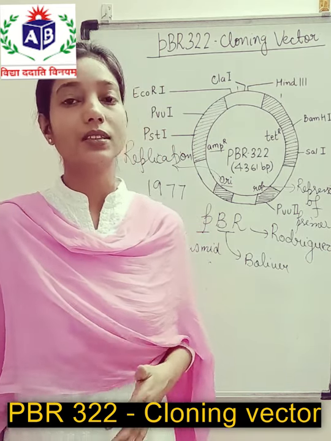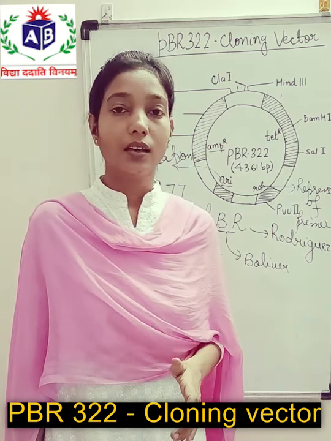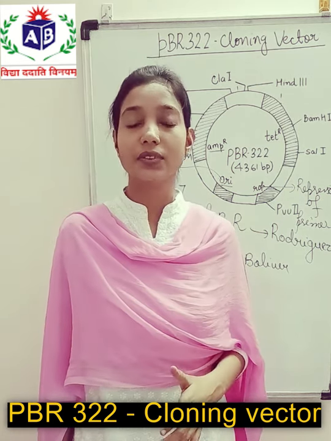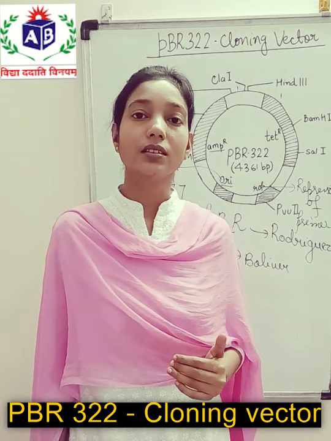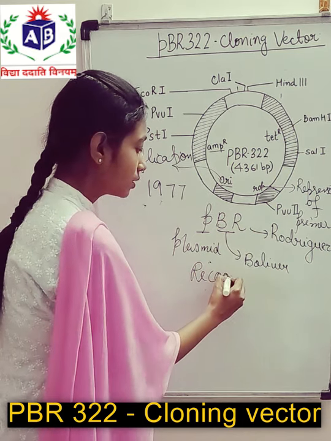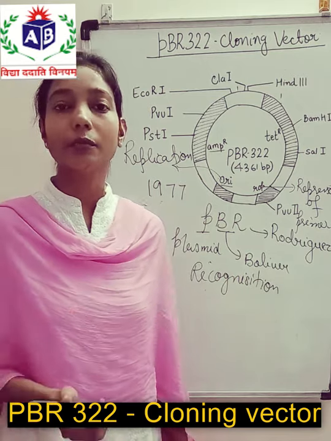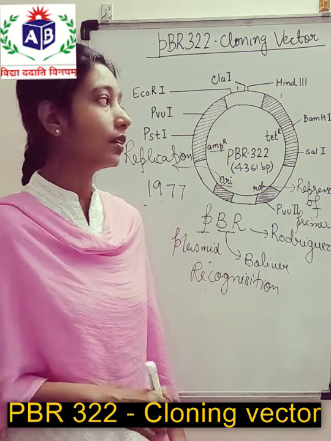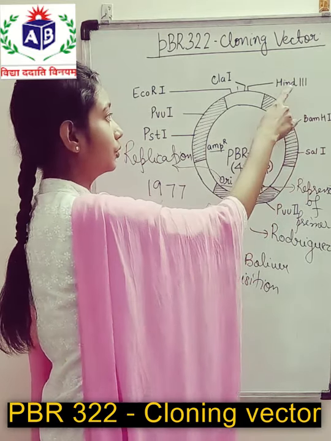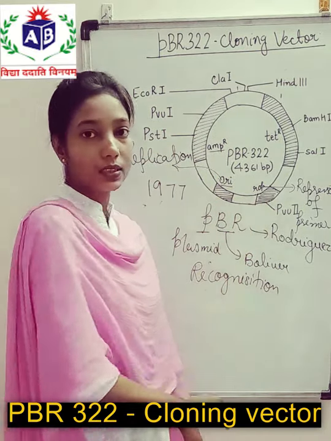Restriction enzymes are those enzymes that can cut open the DNA at a particular site, and they always cut a DNA at a specific sequence. This specific sequence at which the restriction enzyme cuts the DNA is known as a recognition site. So every restriction enzyme has a particular recognition site. In this way, the plasmid has recognition sequences for BamHI, SalI, HindIII, EcoRI, PvuI, PvuII and so on.